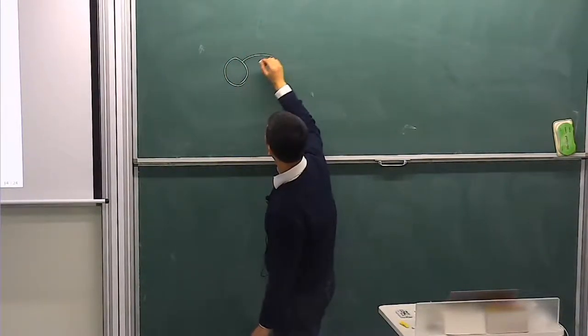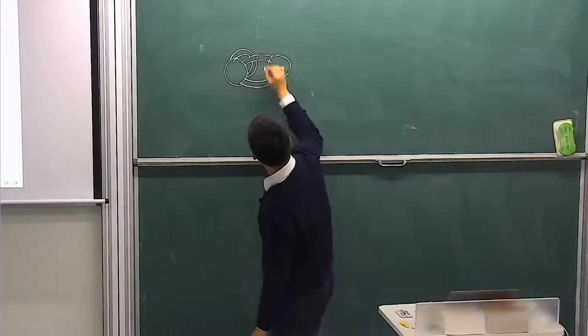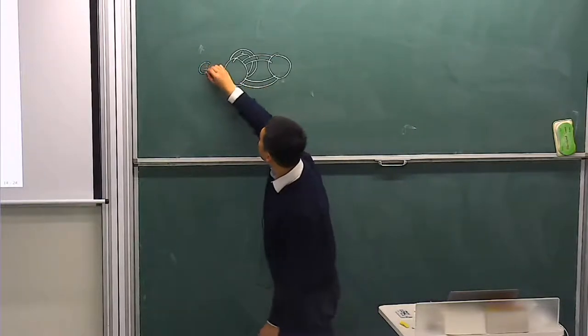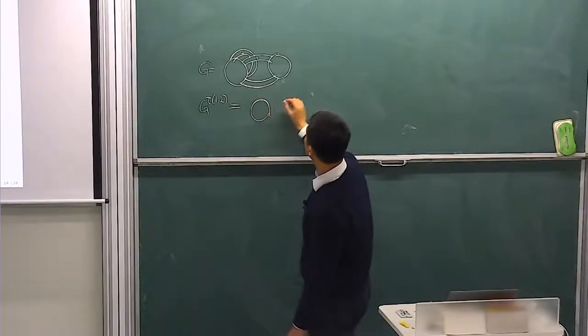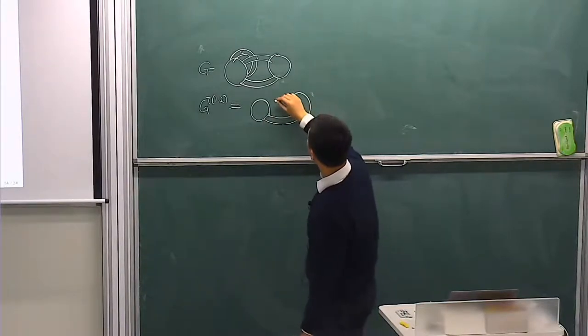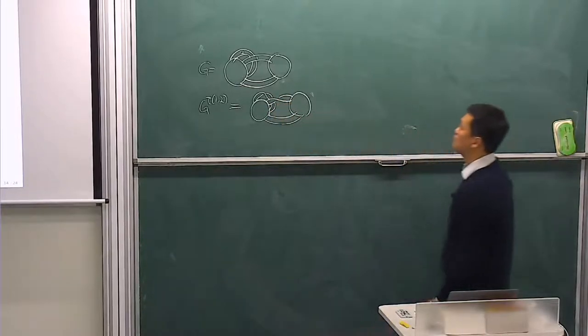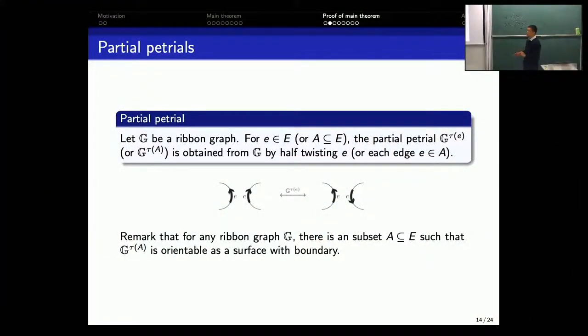Say I want to apply the partial Petrie dual. If I have a ribbon graph like this, and I want to apply the partial Petrie dual on those two edges, then it looks like this. I draw the same thing, except I give a half twist here, on edges 1 and 2. So this is what the partial Petrie dual is. And I want to remark that for any ribbon graph G, there is a way to obtain an orientable ribbon graph by applying some appropriate partial Petrie dual.